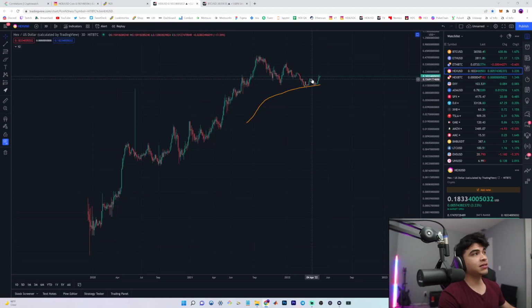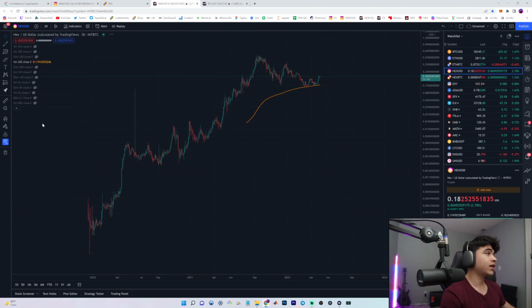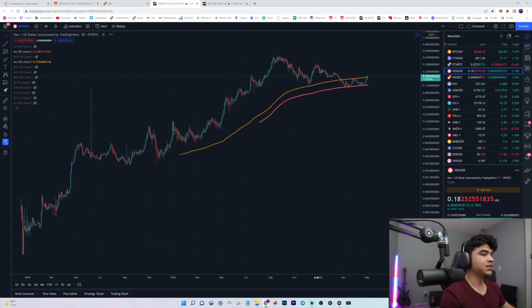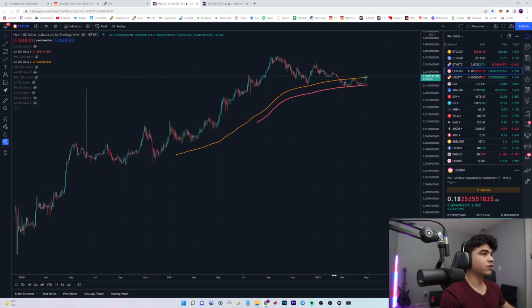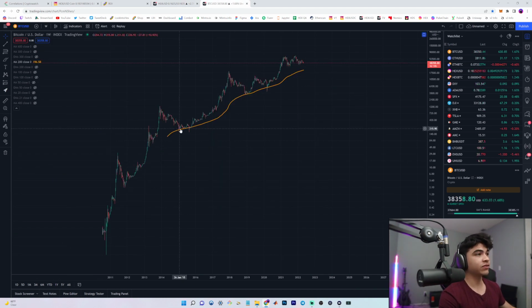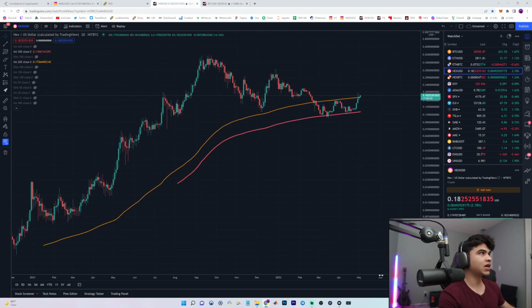Again, no guarantees. It's just fascinating to watch a 2.5-year-old asset develop and start forming structure and start forming these moving averages to where in retrospect you can see which moving averages become these key moving averages over time that everyone looks at, like the 200-week moving average on Bitcoin. So it'll be interesting to see those develop over time on HEX.